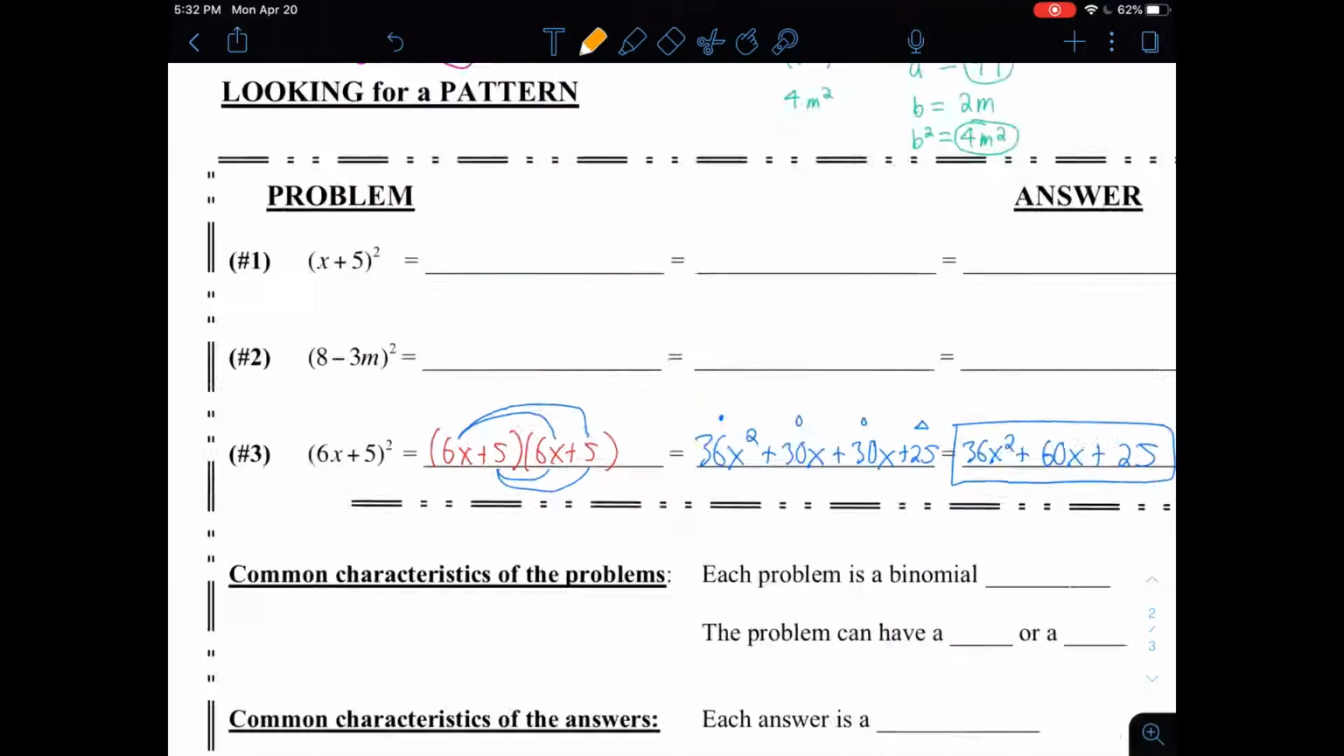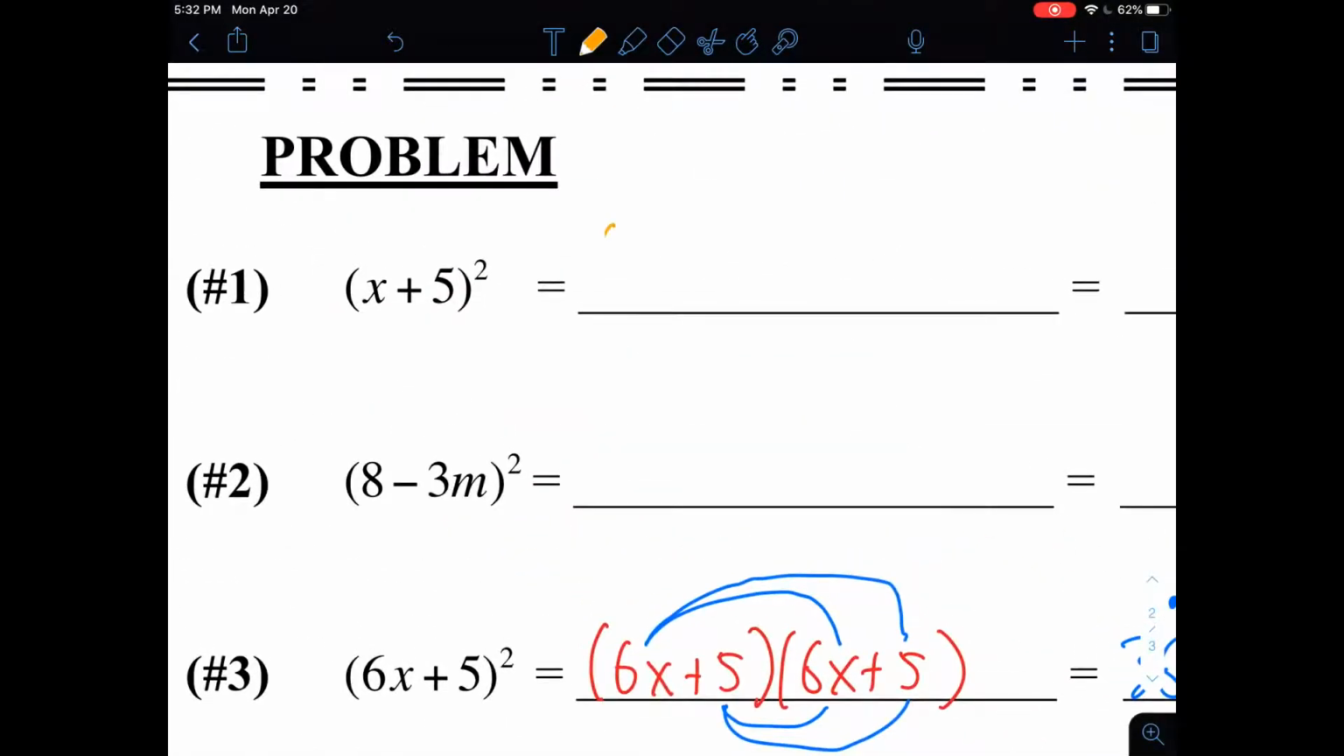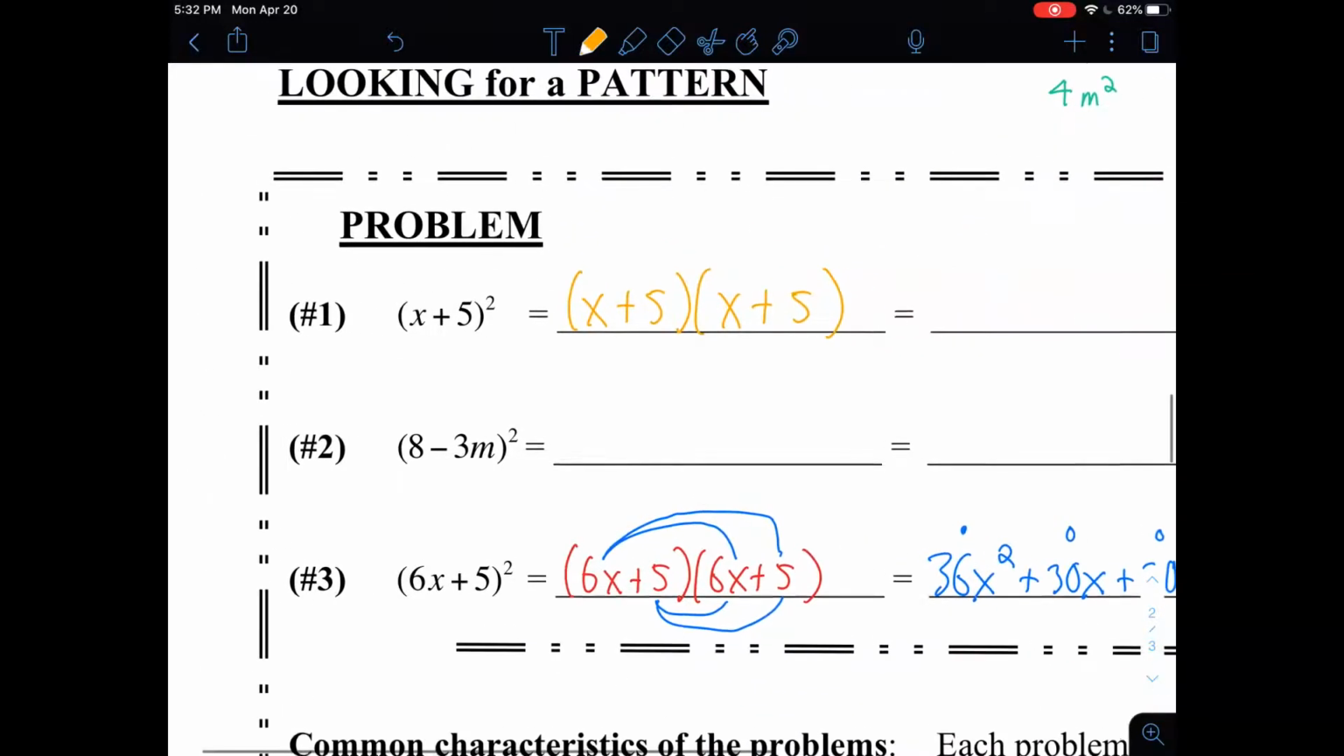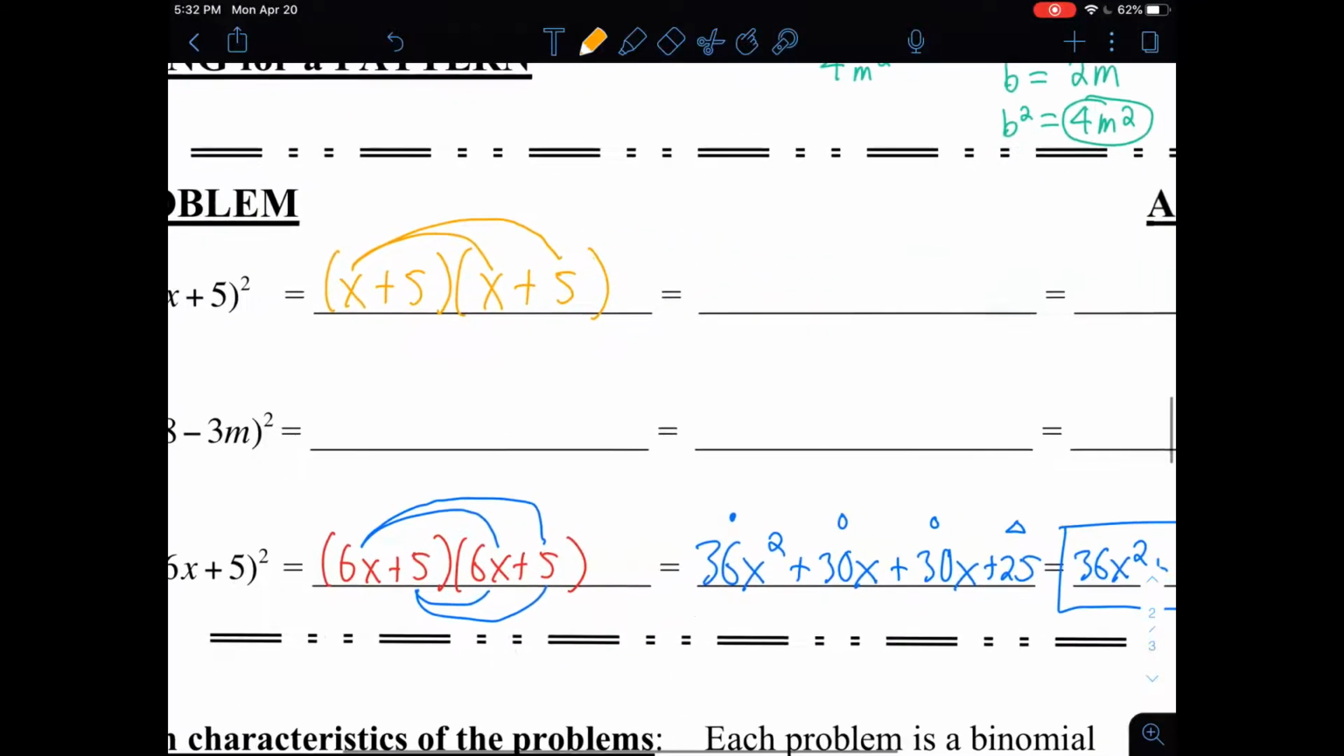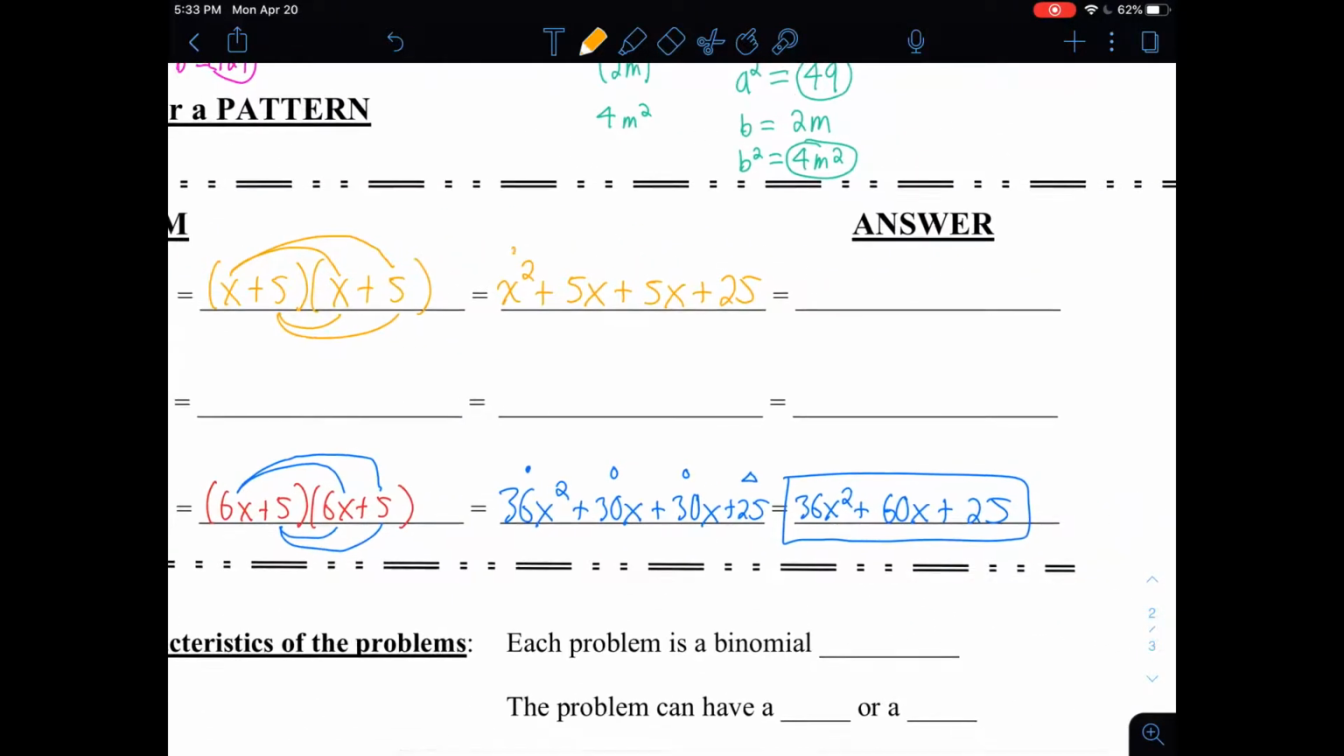So let's go ahead and do number 1 together here. So we have x plus 5 squared, which means we have 2 x plus 5s being multiplied together. So we are going to FOIL this again. So we have x times x and x times 5. What's x times x going to be? X squared. What's x times 5? Plus 5x. Then we have 5 times x and 5 times 5. What is 5 times x? 5x. What's 5 times 5? 25. Like terms again. So we have x squared plus 10x plus 25.